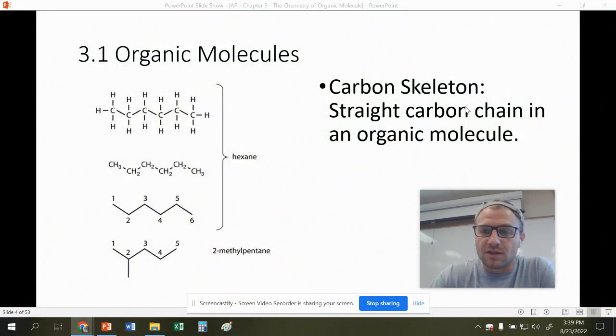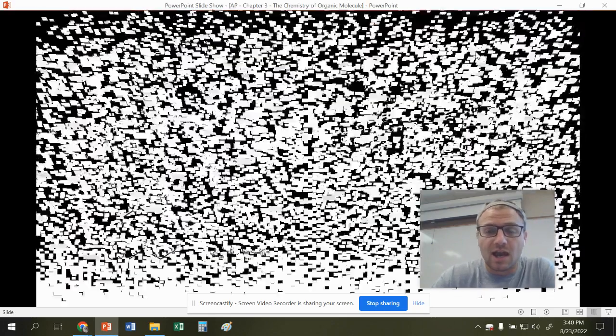Let me go back. Carbon skeletons are these straight carbon chains. You can see carbon, carbon, carbon, carbon, carbon, carbon. This is our carbon skeleton. We can make a lot of different structures with carbon, and when you see a bunch of carbons together like this, that's just a carbon skeleton. We're going to see a lot of these carbon skeletons in the macromolecules later on in this chapter.